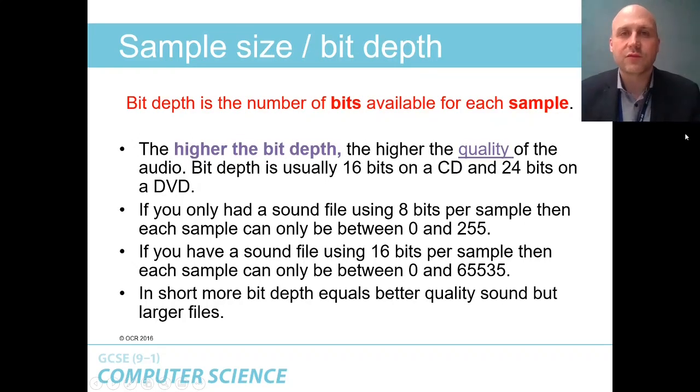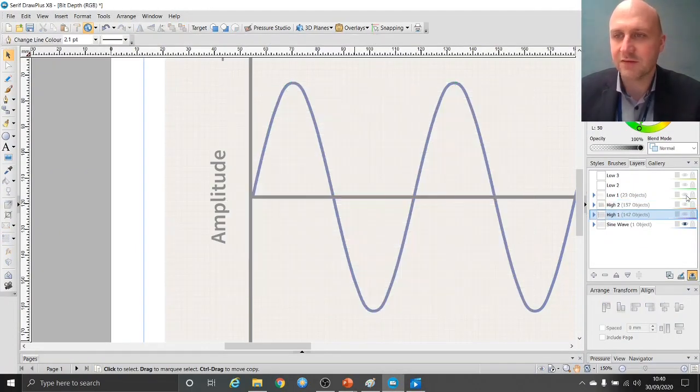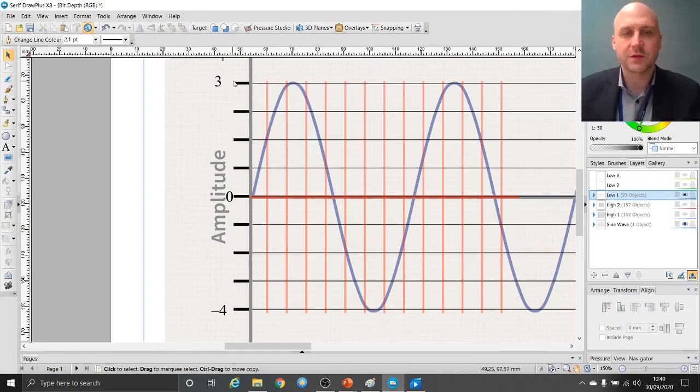So now I'm going to go through and explain what bit depth is, and it's always best explained using an example. So I'm going to start with the example and come back to this. So let's go to this. Let's turn off all this and get ready to my low one. Okay, so I'm going to explain this first.